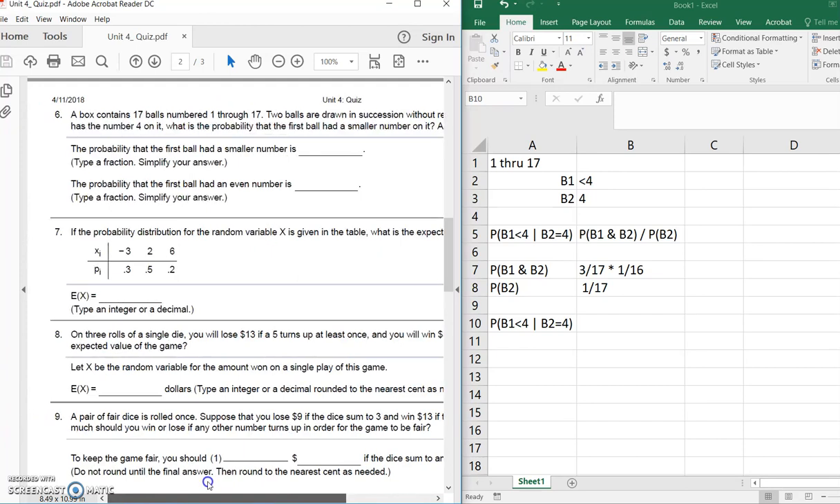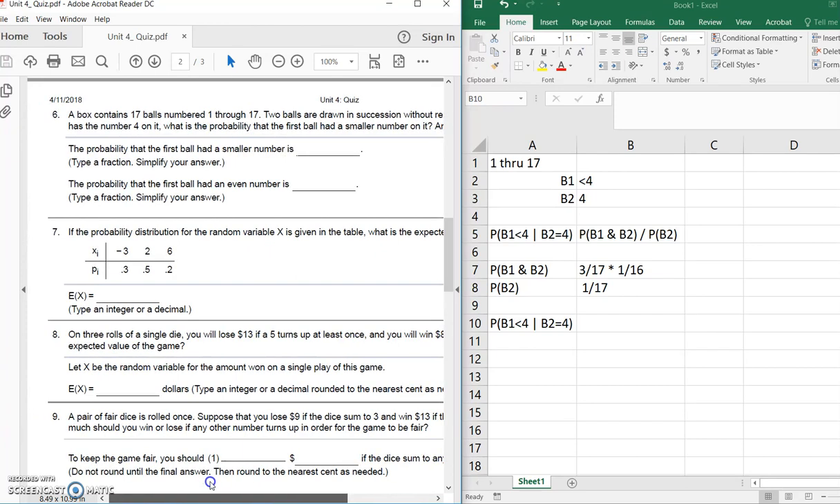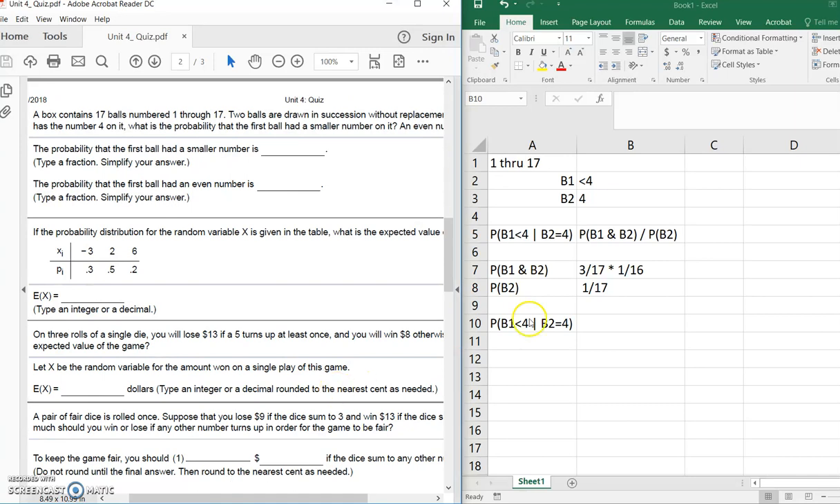If the second ball has the number 4 on it, what is the probability that the first ball had a smaller number? So the question is, what is the probability that the number of the first ball is less than 4, given that ball number 2 has a 4 on it? So this is conditional probability. So on top we put B1 and B2 happening together, meaning that ball 1 is going to have a number less than 4 and ball 2 is going to have exactly 4, divided by the second ball being 4.